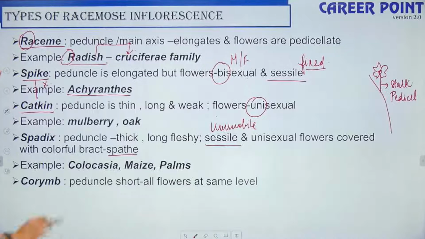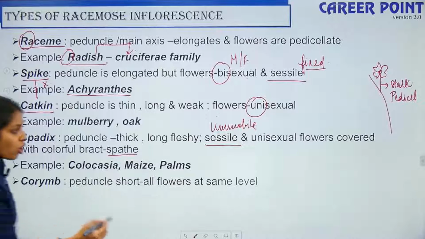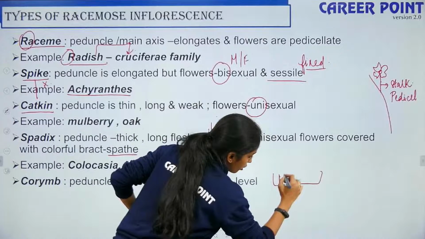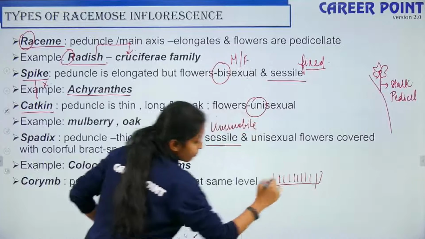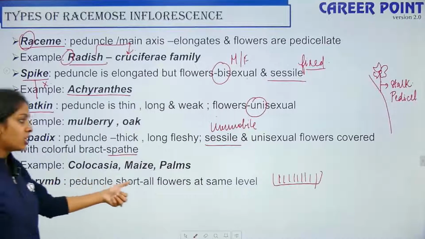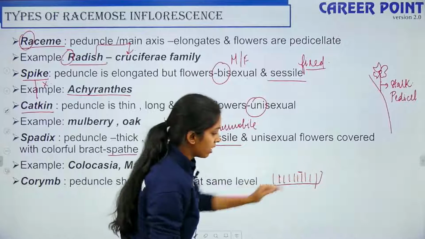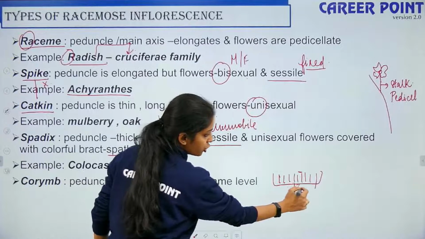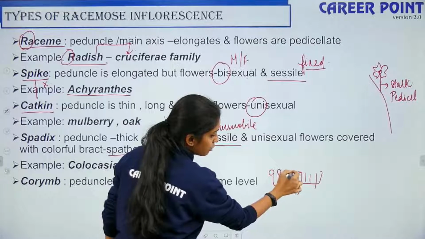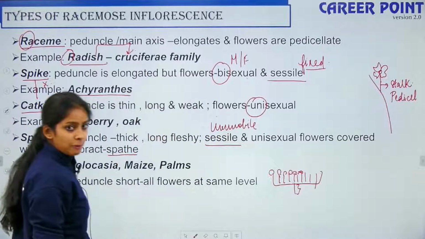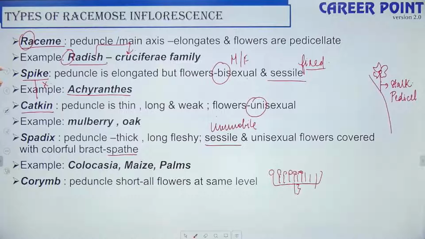So the next one is corymb. It is like a comb. So how is your comb? Your comb is like this, right? You have a lot of teeth present. So this is your comb. The peduncle is short and all the flowers are at the same level. It is literally like this. So all the flowers lie at the same level. So that is your corymb. Fine. So the example of corymb is cauliflower. Cauliflower has so many flowers, and all the flowers are at the same level. Yes, so that is your corymb example.